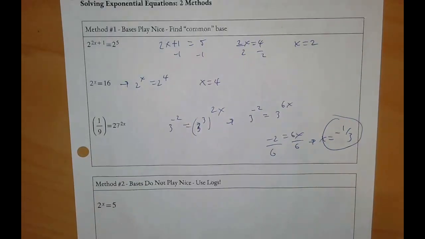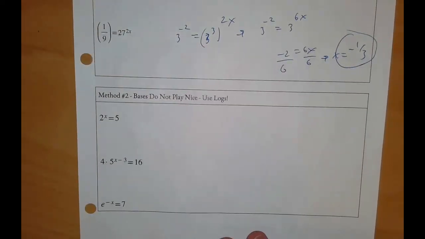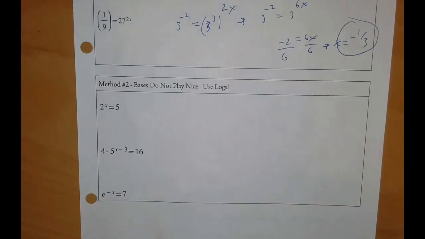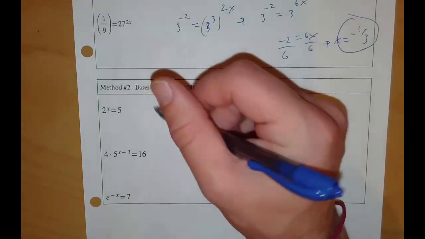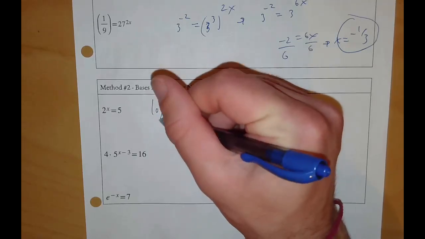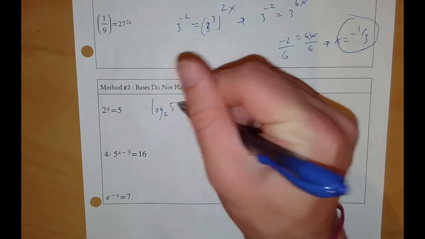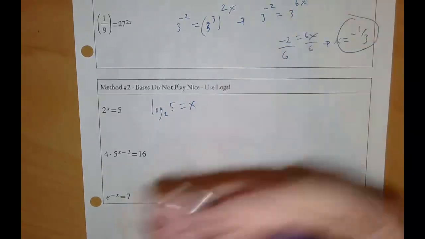The idea with this one, and you'll see this in your homework, is that you're going to rewrite it as the same base. Well, what about when they don't play nice? We can't raise 5 to that power with the base of 2. We can't write these with the same bases. So what we do here is rewrite it as a log. We say log base 2 of 5 equals x.